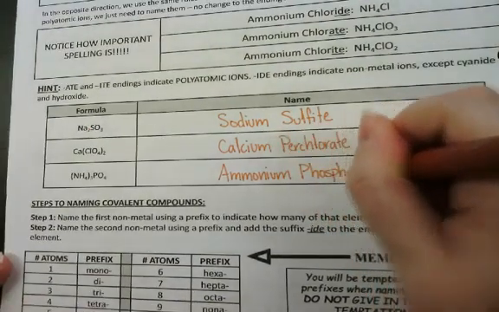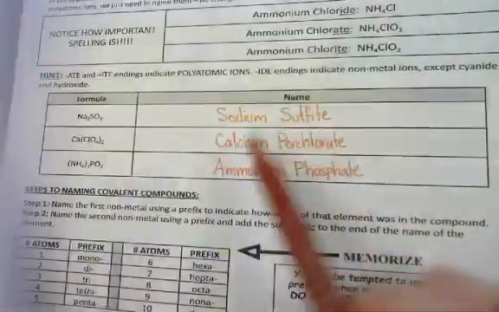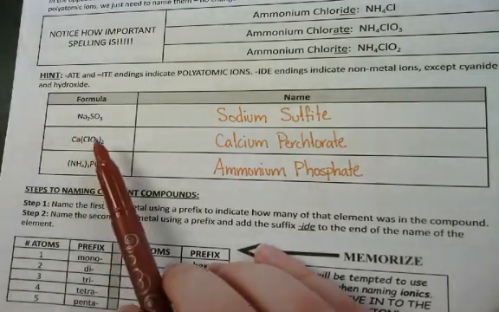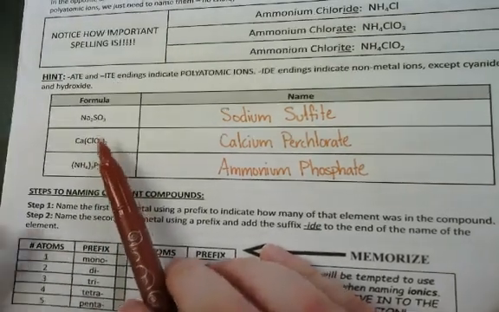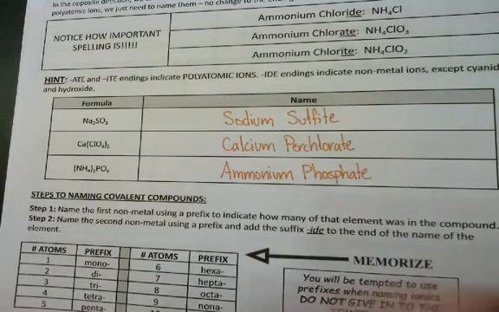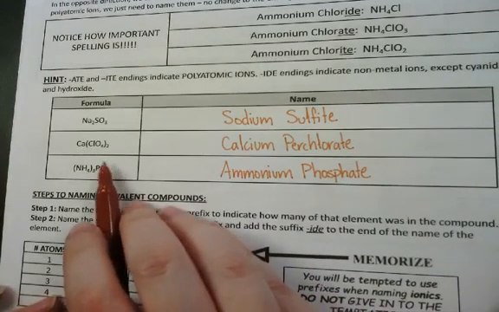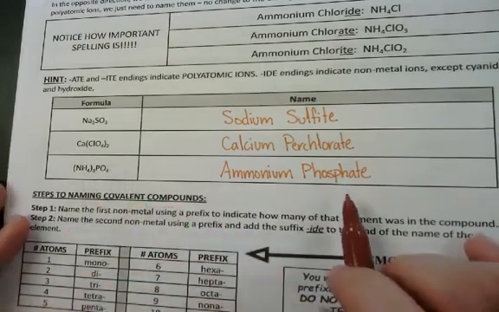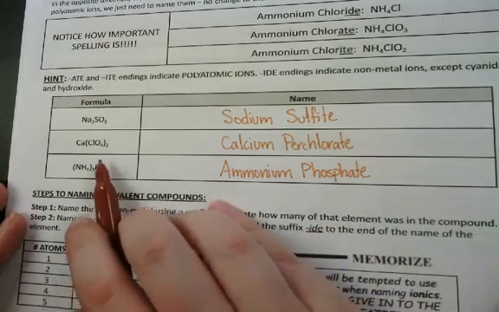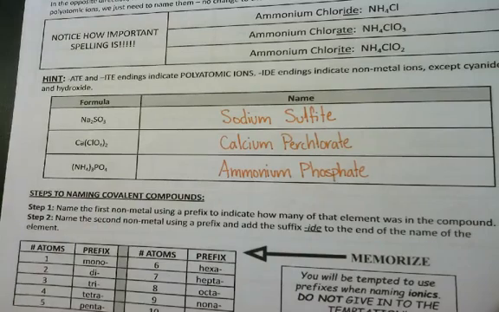Now you may have noticed that this list contains the charges, but in your compound it doesn't. The whole point is that we are figuring out how many we need of each one to cancel out that charge. So in your formula, you never write the charges. Just because this isn't PO4 -3 here doesn't mean it's not phosphate. It just means that the -3 from the phosphate was canceled out by the 3 ammoniums.